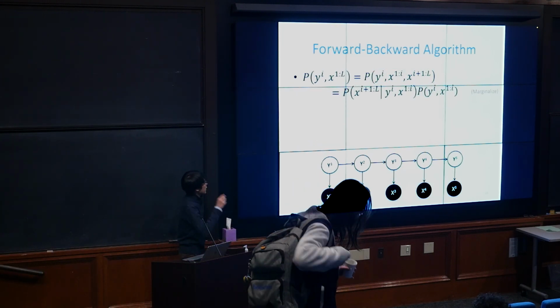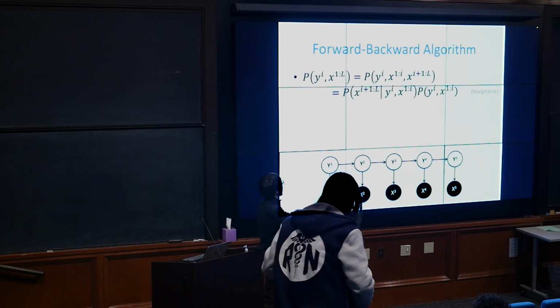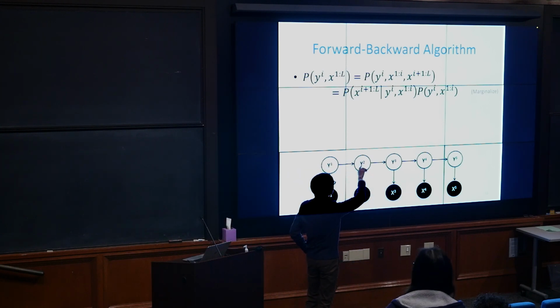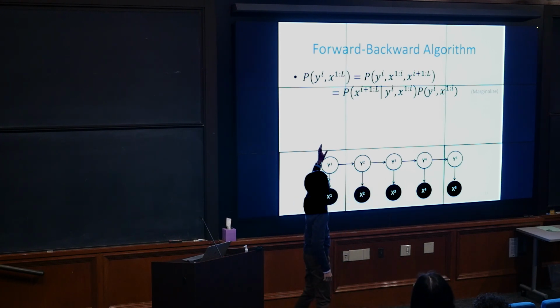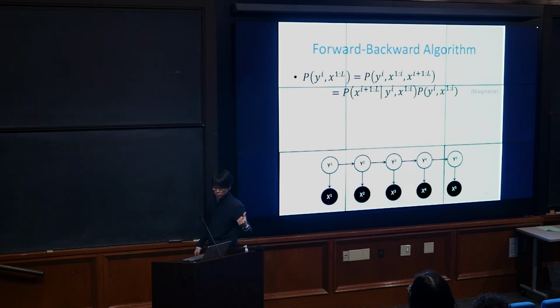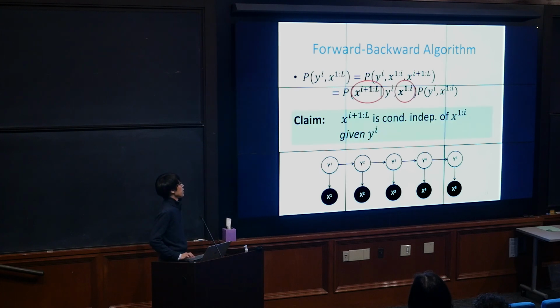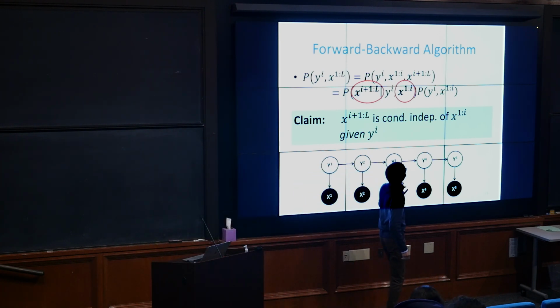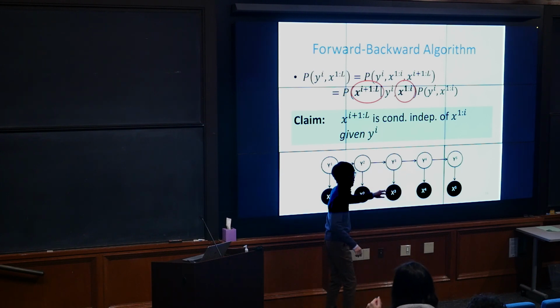And then what we do is we marginalize. We marginalize out Y_i and X_1 to i, so that now this becomes a product of a conditional probability and a joint probability. So that part should make sense. And then the claim that we can make here that simplifies this entire problem is that this part of X is conditionally independent of this part.